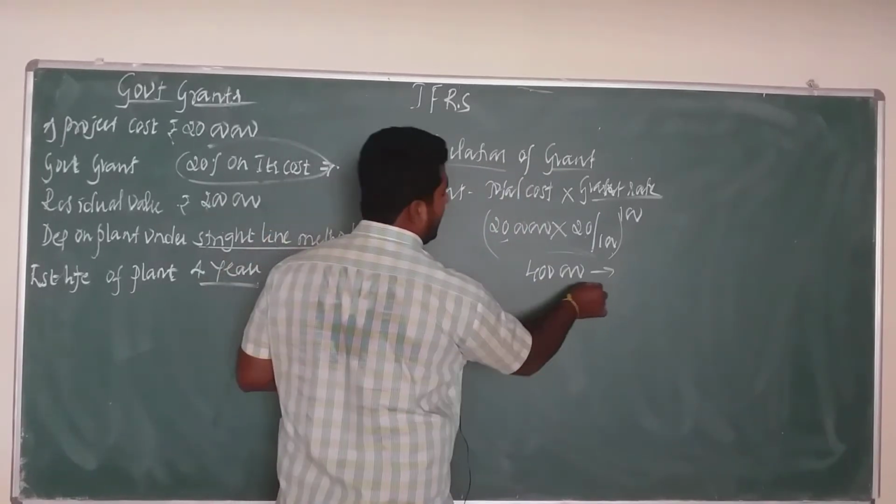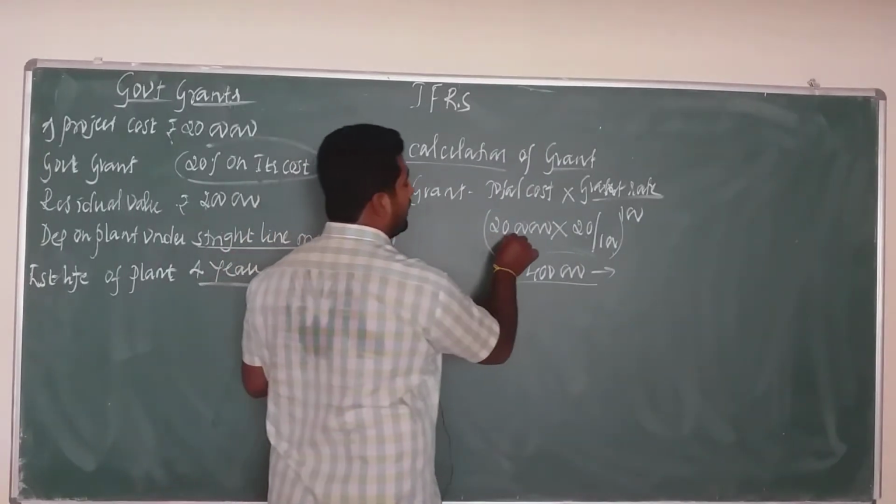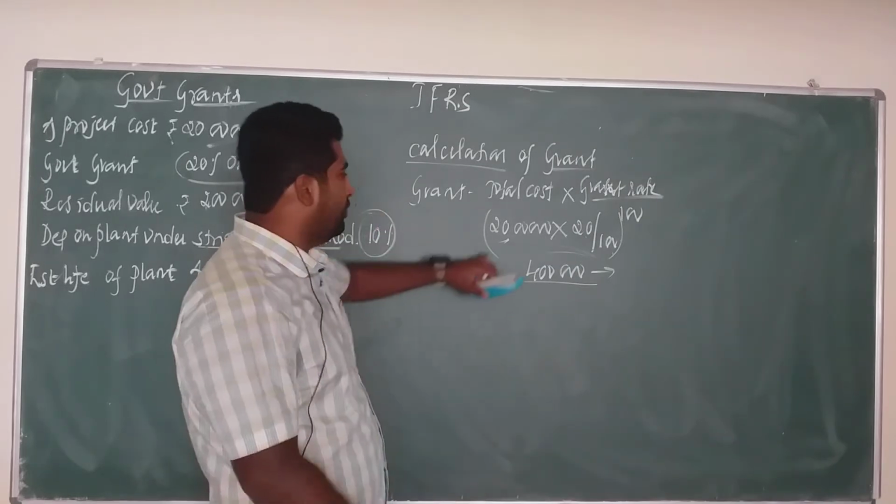This is the amount of grant released by the government out of 20 lakhs. We have a project cost of 20 lakhs.